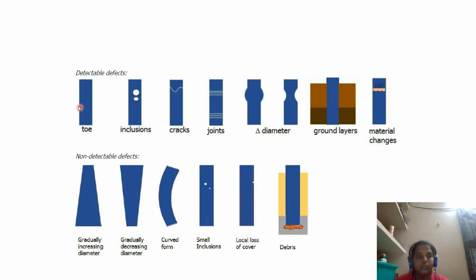Okay, so the various types of defects that could happen in a pile: one is going to be inclusions, where there could be any other unwanted material present, and cracks. This is what we are going to see about the low strain test.